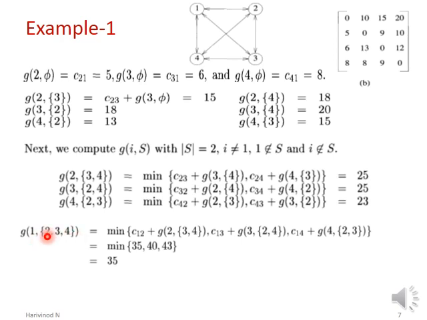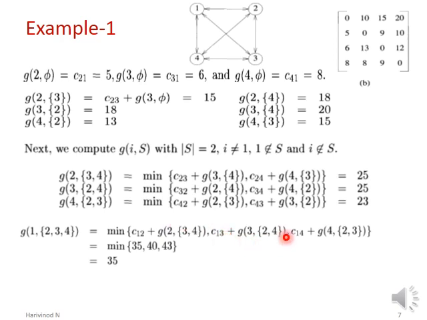So how do we get the solution for this? Here we have 3 choices, so 3 expressions. The first choice is to travel from 1 to 2 directly, visit 3, 4 in some order, and come back to 1. The direct cost from 1 to 2 is 10 plus g of 2, 3, 4. G of 2, 3, 4 is 25. So 10 plus 25 is 35.